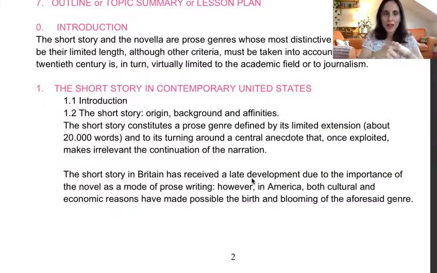So here we have the background of the short story, and they are saying that it's about 20,000 words, turning around a central anecdote that, once exploited, makes irrelevant the continuation of the narration. That's why it's short. The short story in Britain has received a late development due to the importance of the novel as a mode of prose writing. However, in America, both cultural and economic reasons have made possible the birth and blooming of the aforesaid genre.